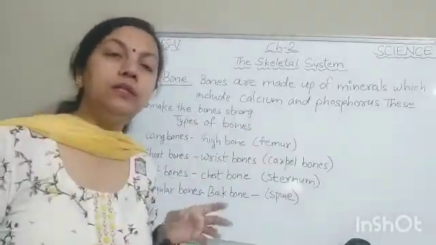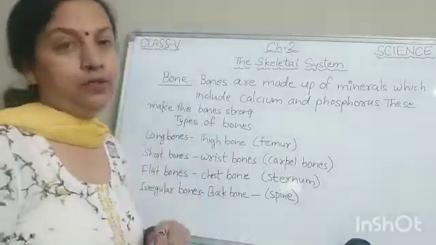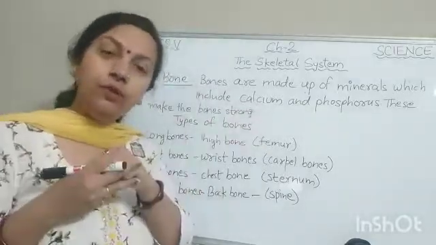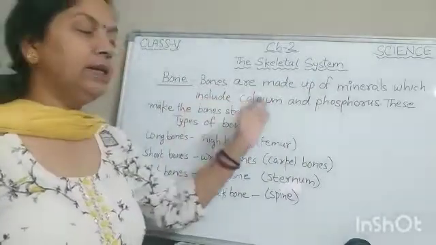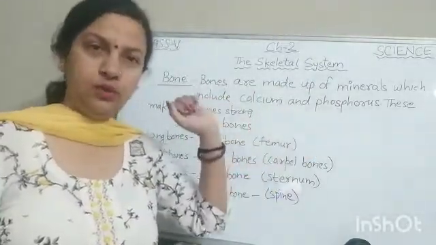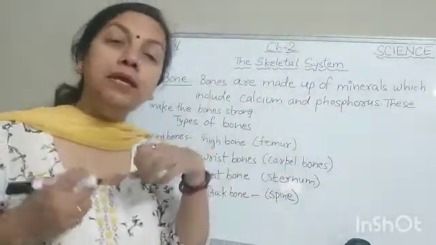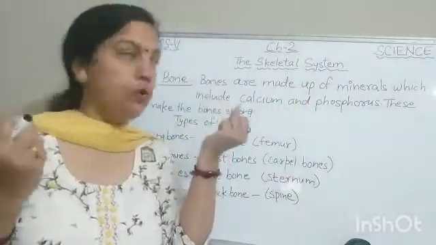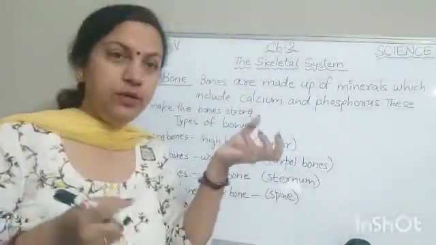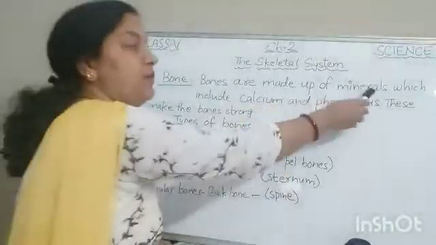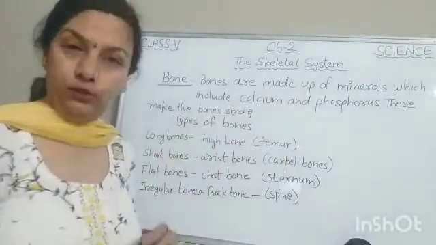Now children, we all know we have different types of bones in our body. Now what are they made up of? These bones are made up of minerals which include calcium and phosphorus. Calcium and phosphorus make our bones strong, meaning a hard structure. So bones are made up of minerals which include calcium and phosphorus. These make the bones strong.